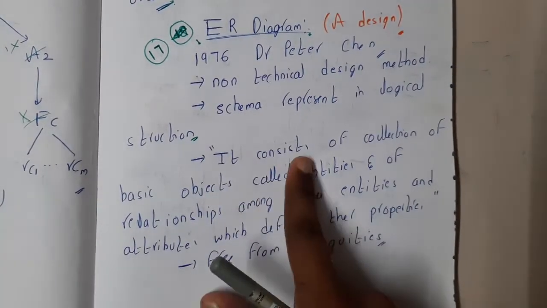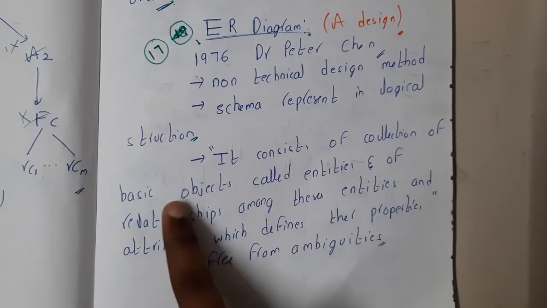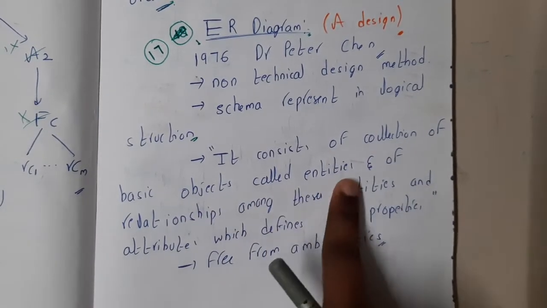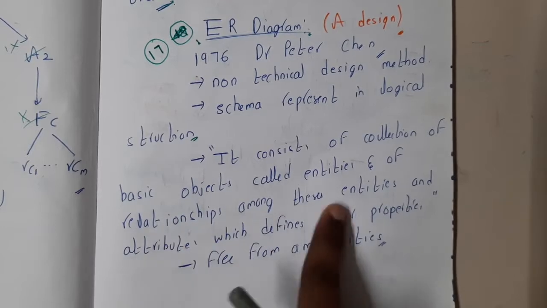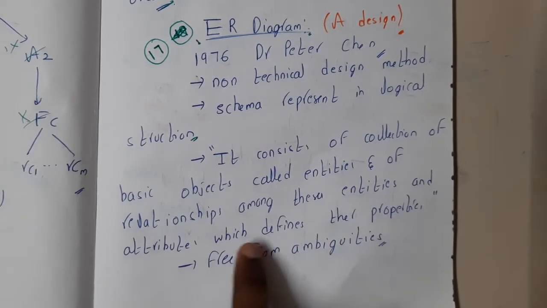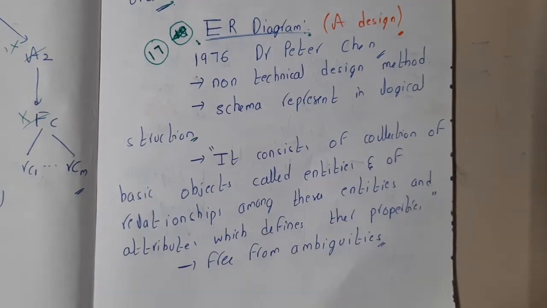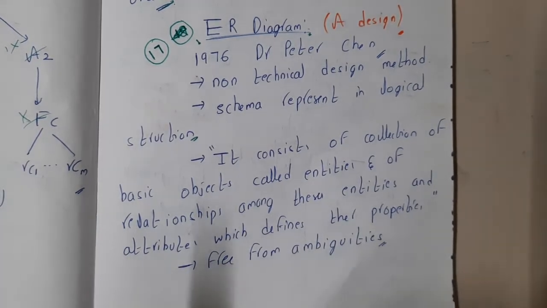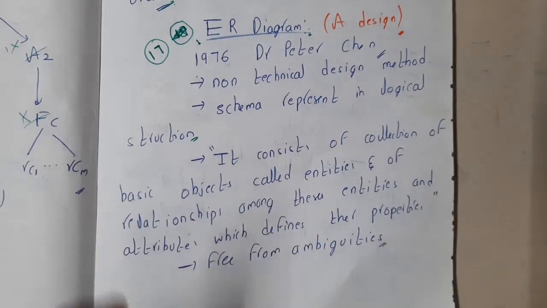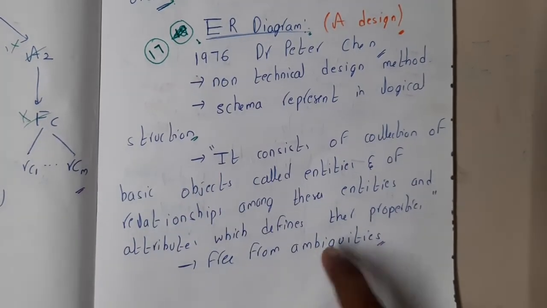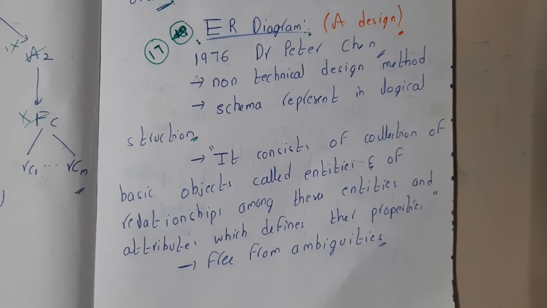It consists of a collection of basic objects called entities, of relationships among these entities, and of attributes which define the properties. It is free from ambiguity, so there is no confusion. One word giving multiple meanings is what we call ambiguity. Those types of problems are not there with ER diagrams. They are rigid and give clarity on everything.